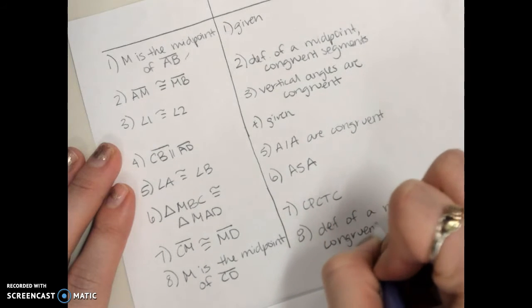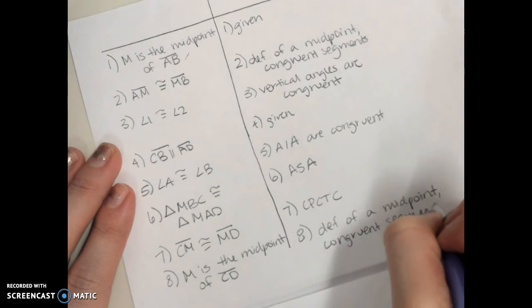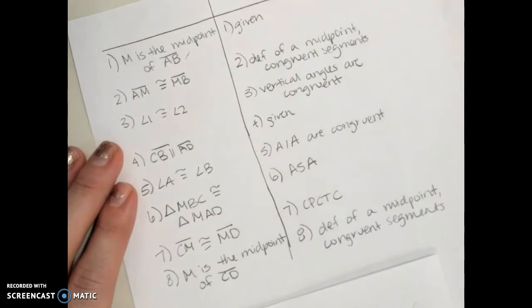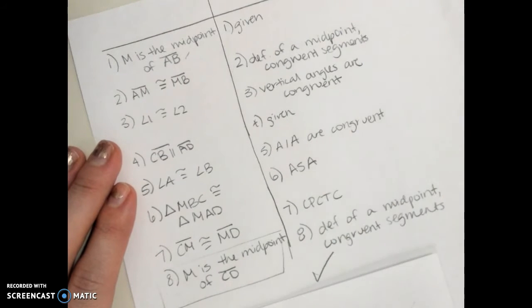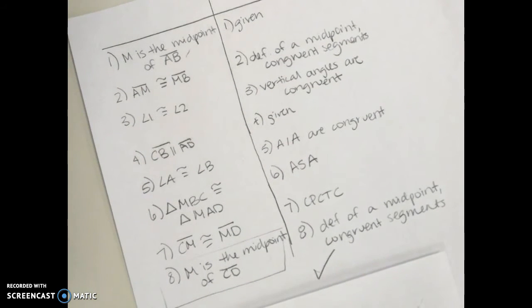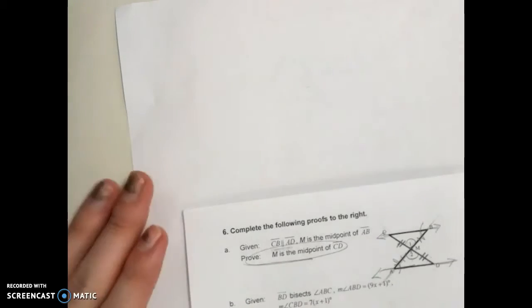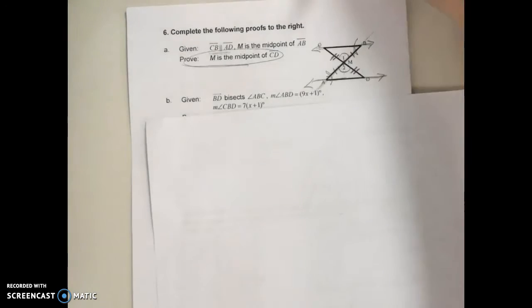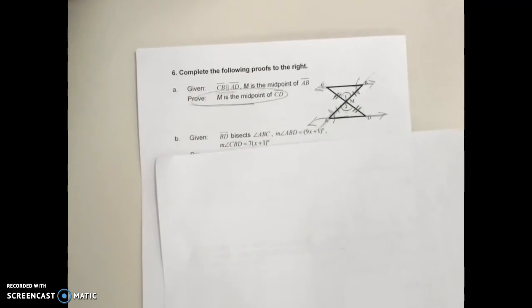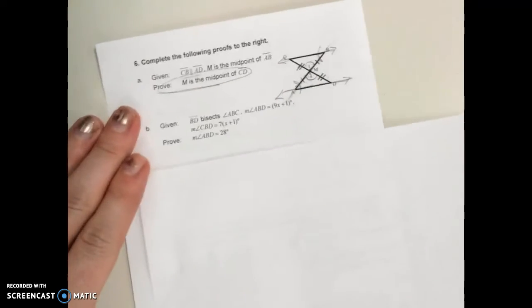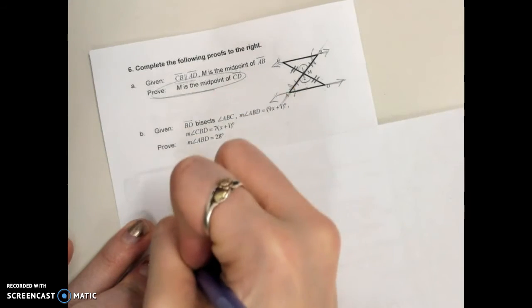My congruent segments. And this is what I was trying to prove. So I am finito. Moving on to proof B. Trying to let you see more. Okay, proof B. I'm going to draw a picture.